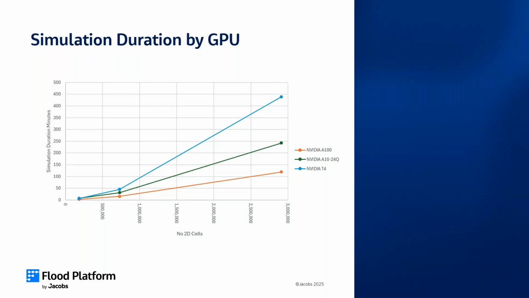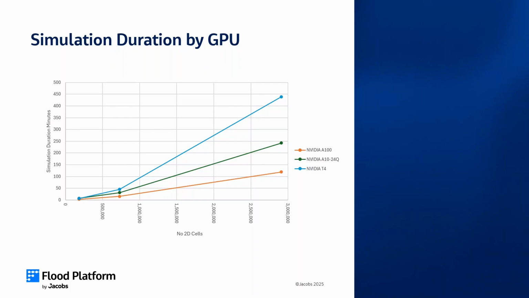So we look again at these models ranging from a few 100,000 cells to, in this case, 3 million cells. I've taken off the 12 million one just so you can see the granularity of what's happening. As you'd expect, the A100 card is fastest, running that 3 million cell model in a little over 100 minutes, whereas the T4 is taking 4 times as long to run the same model. But we need to consider the cost benefit as well.